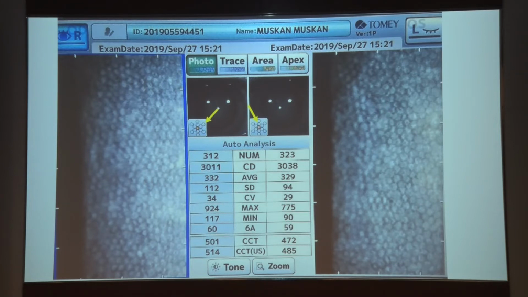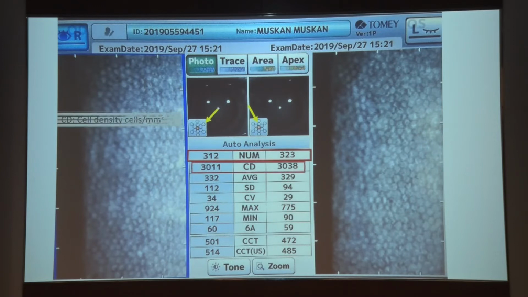You see this and the residents are always confused. What numbers are these? How many of you know here? Raise hands. So I'll take you through these one by one, right? So this number that you see is the number of cells which have been evaluated. 312 in the right eye and 323 in the left eye. It's only the number of cells which have been evaluated.